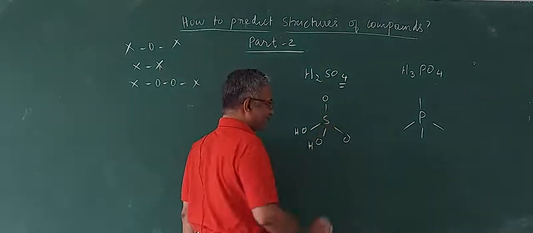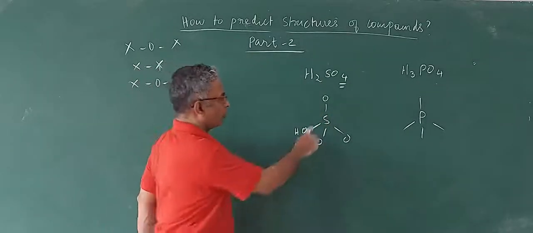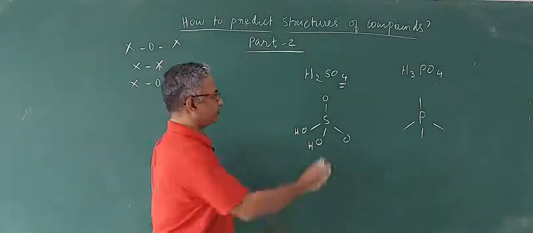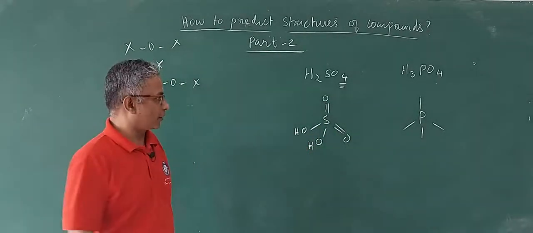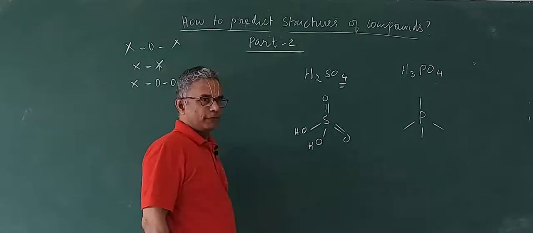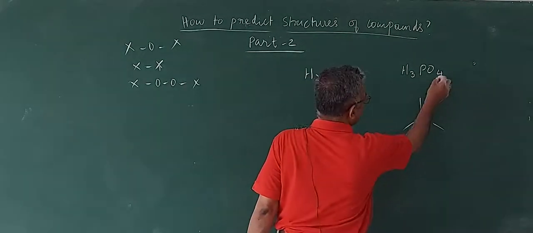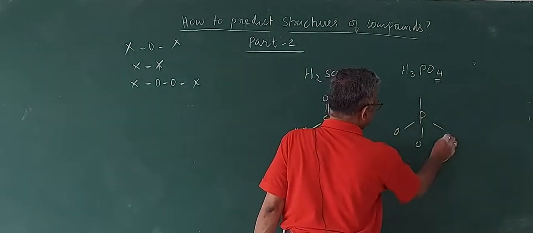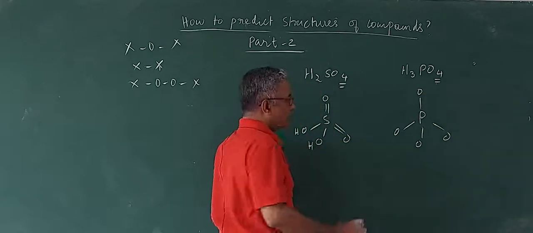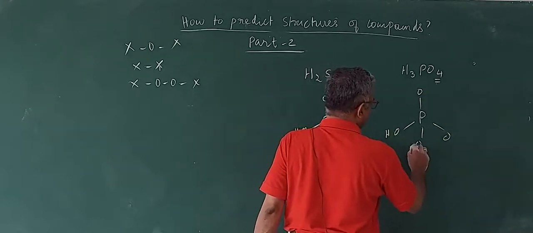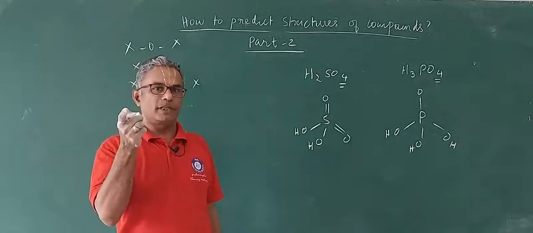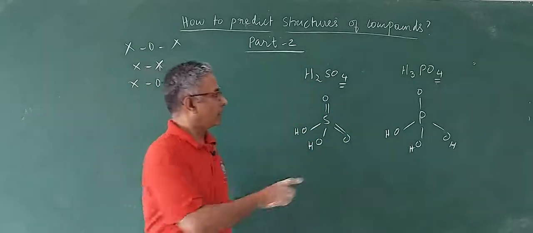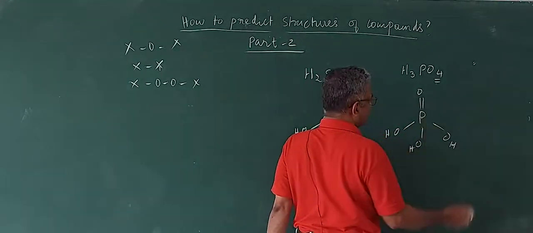Now, sulfur contains 6 valence electrons. You have only 4 bonds here. So, you have to put 2 more bonds to satisfy the 6 valence electrons. So, now this will be the structure of sulfuric acid. Similarly, you have 4 O's here, 1, 2, 3, 4. And as I told you, hydrogen will be attached to the oxygen. Now, the number of valence electrons in phosphorus will be 5. But here there are only 4 bonds. So, you put the 5th bond here.